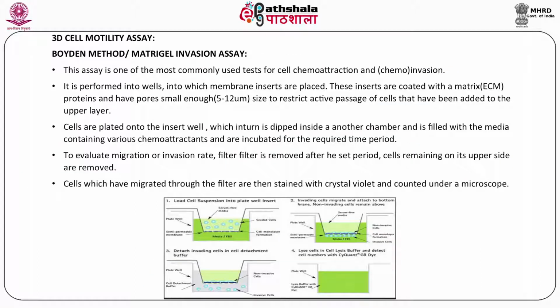Cells are plated onto the insert well, which in turn is dipped inside another chamber filled with media containing various chemoattractants, and are incubated for the required time period. To evaluate migration or invasion rate, the filter is removed after the set period, and then cells are stained. Cells which have migrated through the filter are stained with crystal violet and counted under a microscope. Migration is defined as the percentage of cells passing through this filter.